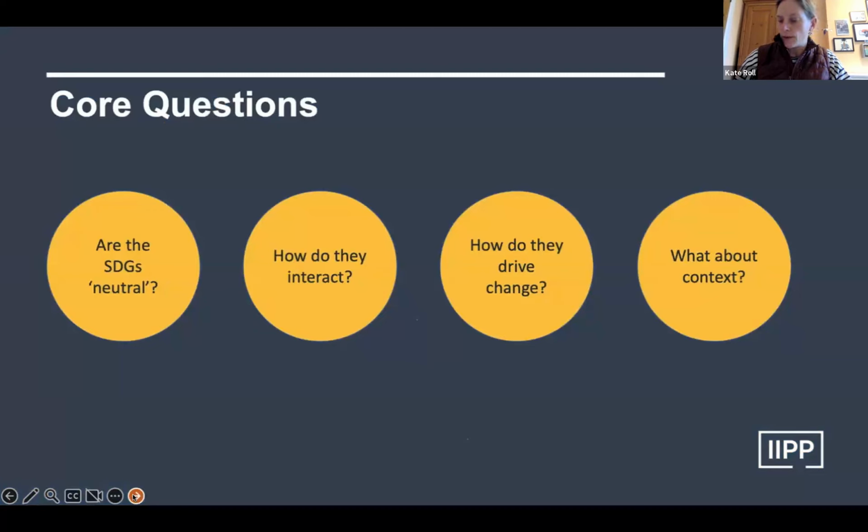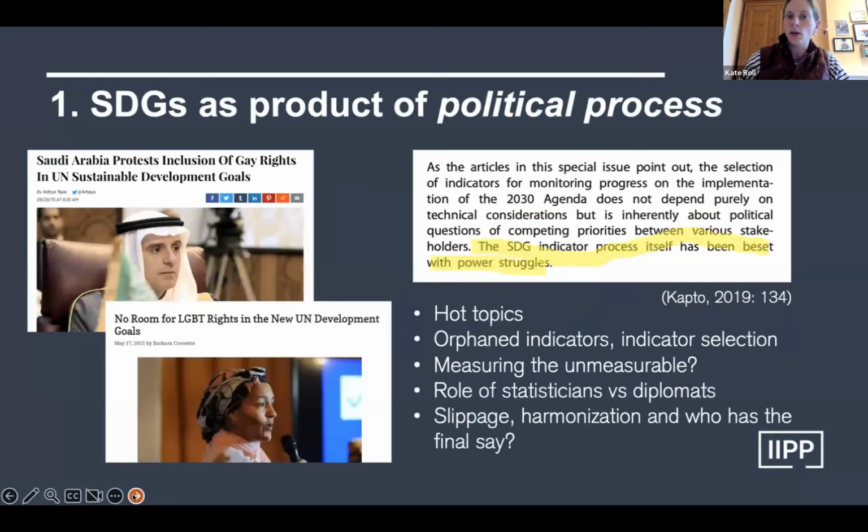So just to wrap up, I think there's some interesting pieces around thinking about the politics of the SDGs, how they interact, how they drive change, and a few notes about context. So I'm just going to move through these points quite quickly. Again, these are just to have you thinking critically about the SDGs and how they work in practice.